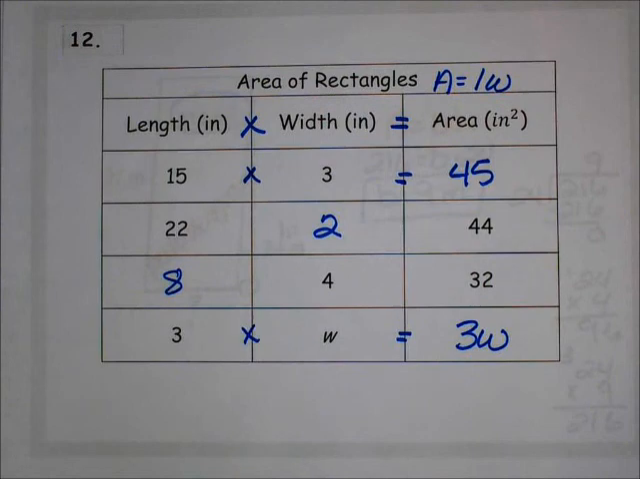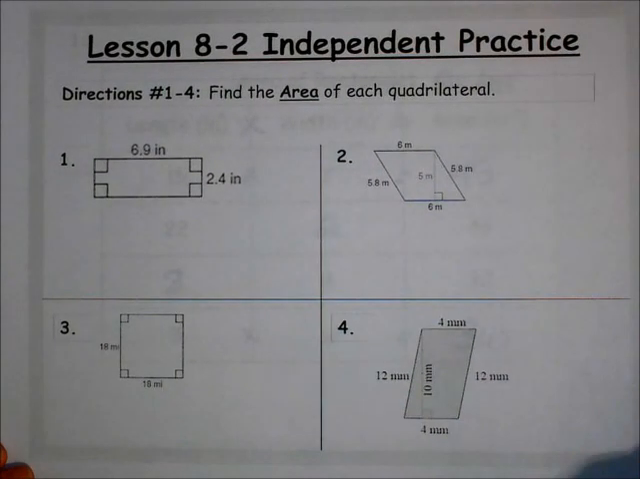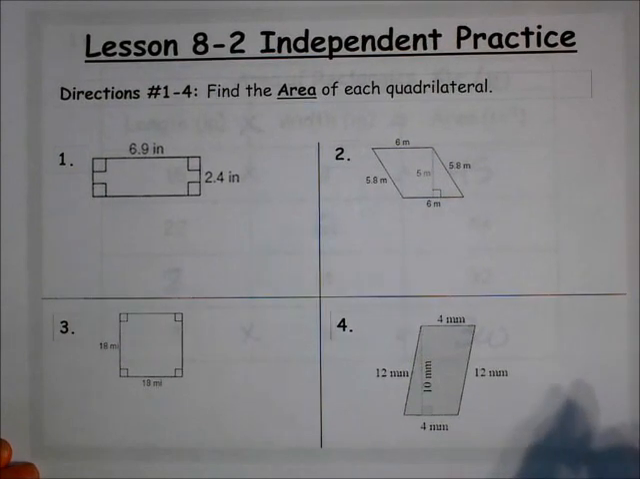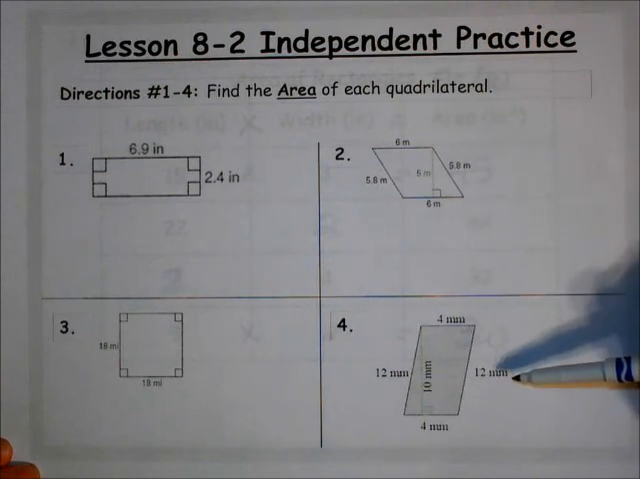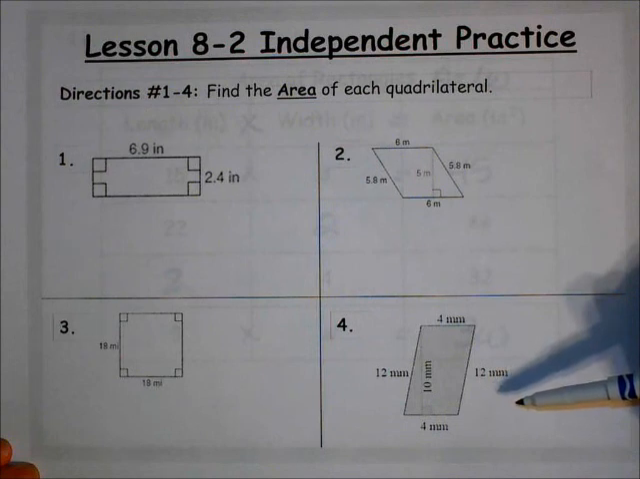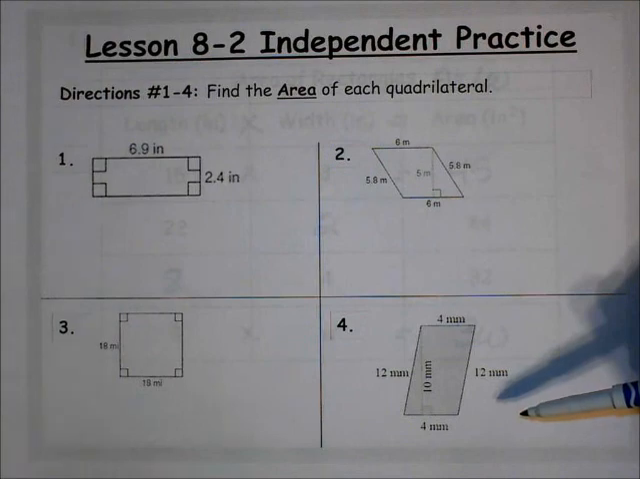Now it's time for you to practice on your own. Turn to the next blank page in your journal. Divide your page into 8 equal boxes. You will have 4 problems to solve on this slide. When you finish with these 4, hit play again so you can go to the next slide to finish the next 4 problems.